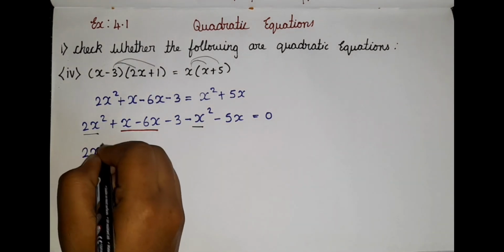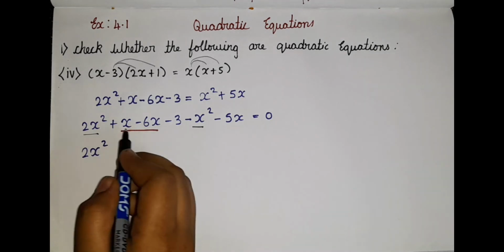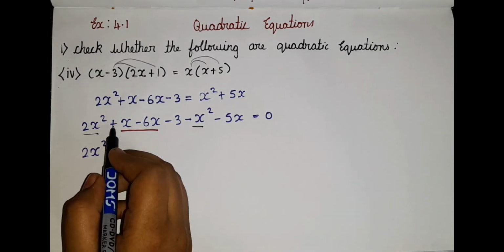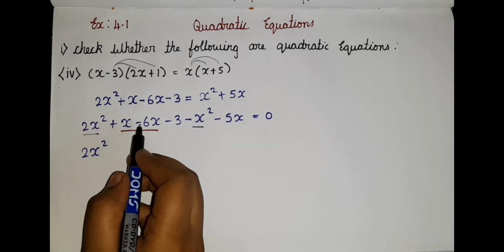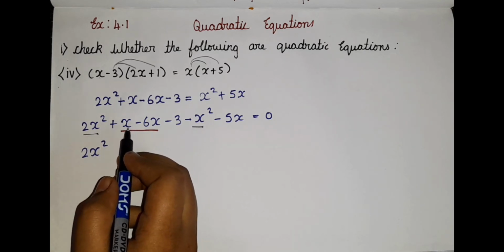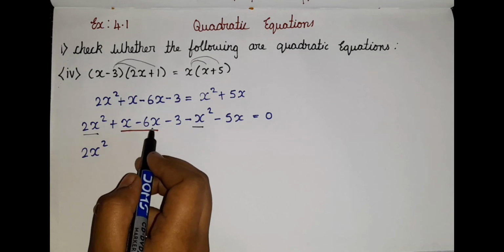Let's write the 2x square as it is. So here these are like terms. Am I right? So first of all we are going to be solving this one. So what is plus and minus? Plus and minus is minus. Then we are supposed to subtract x minus 6x.